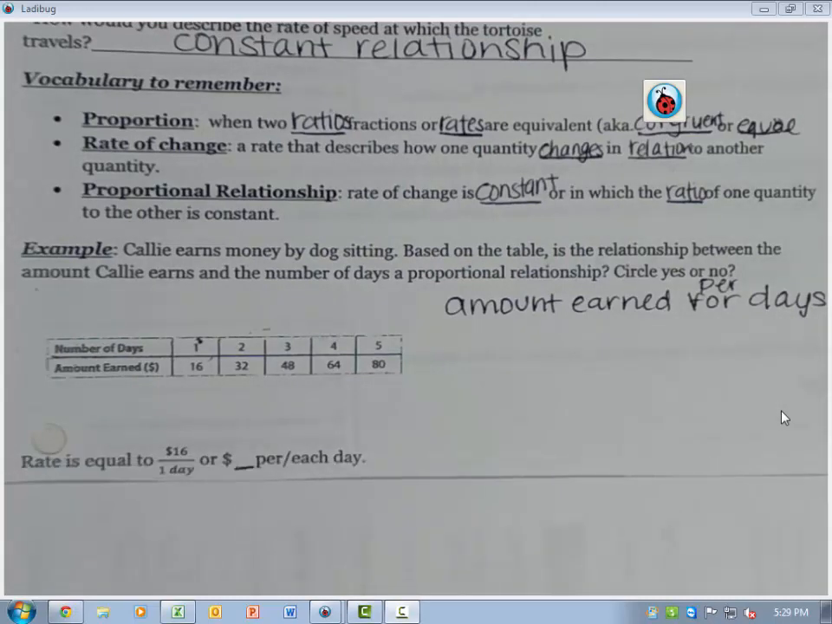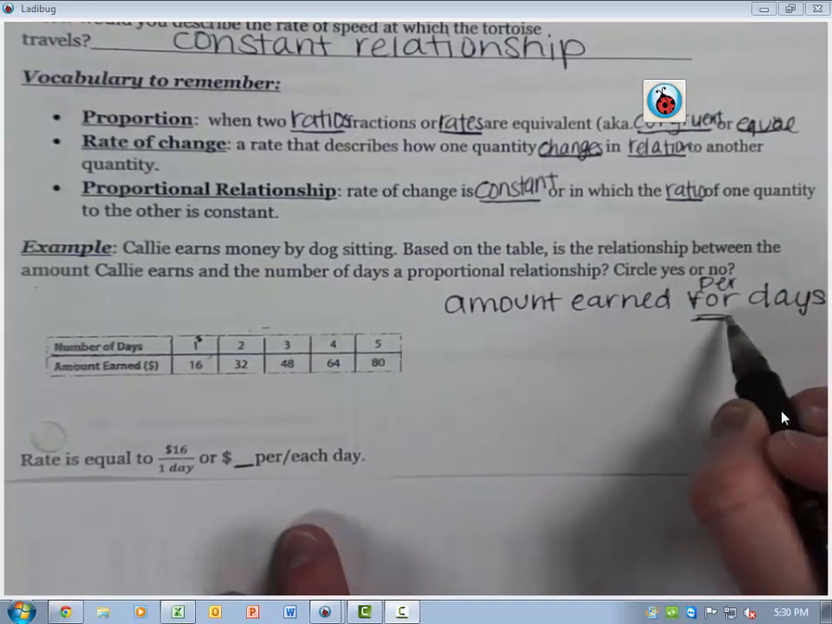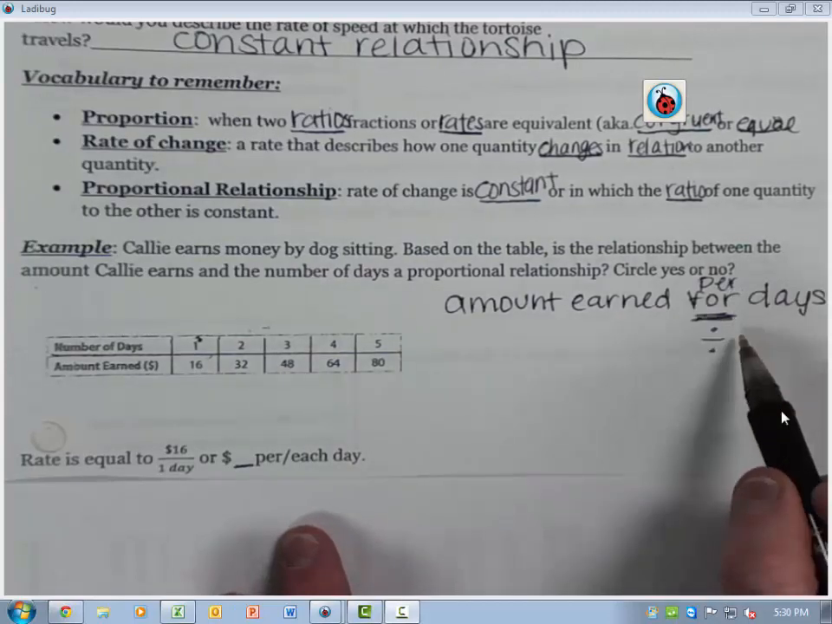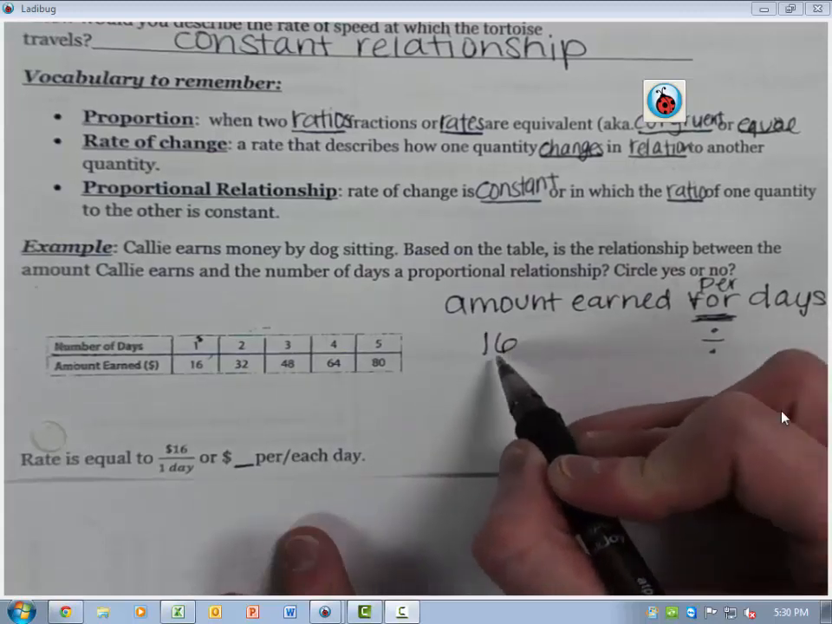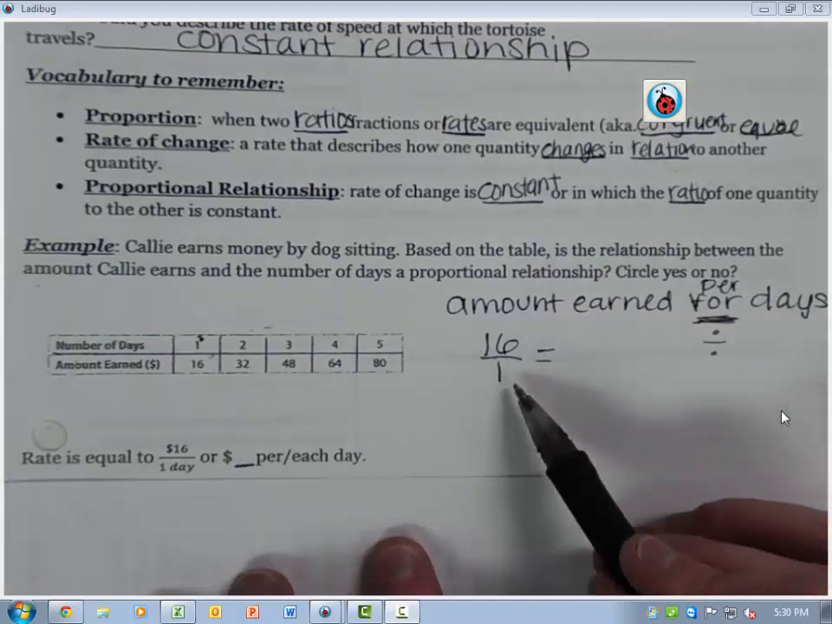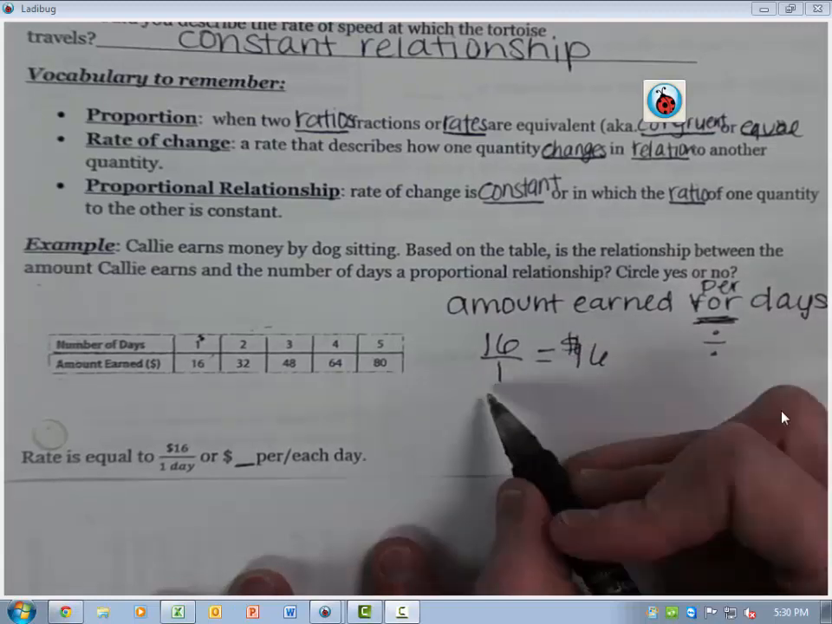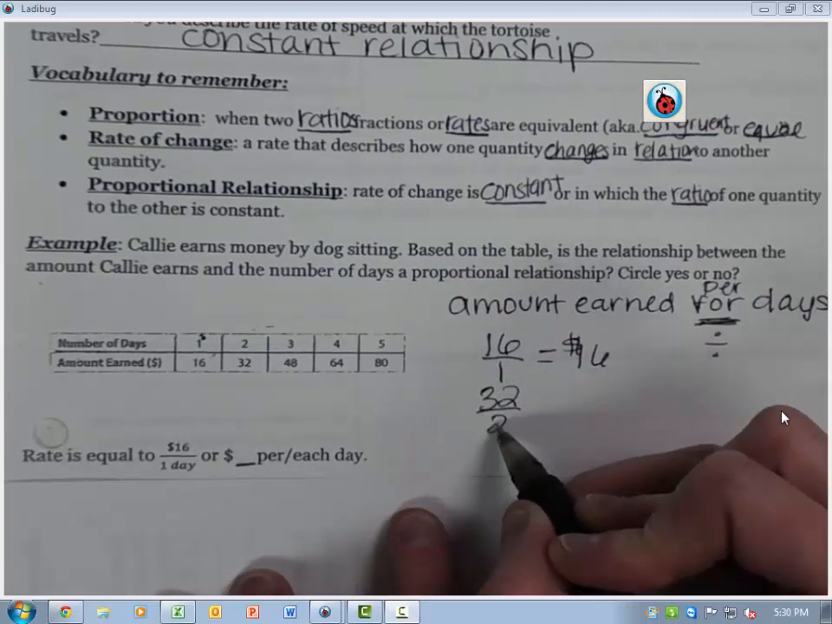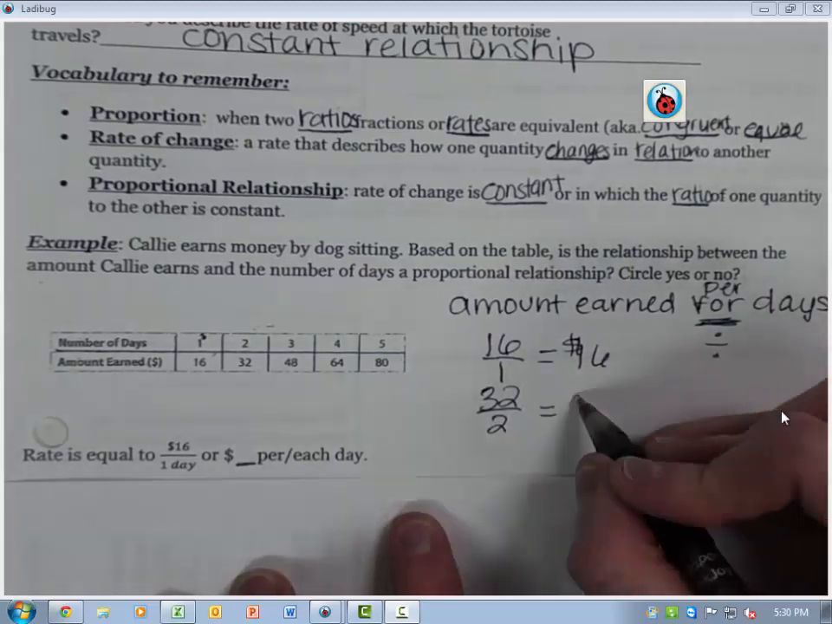So let's set up some proportions. If I want to know the amount earned per day, if we start out with unit rate, remember from yesterday, per means divide. So amount goes on top, divided by 1. So amount per day. So for every day she works, she earns $16. Okay? Now if we put 32 over 2, what is 32 divided by 2? Good, 16. Okay, that should be mental.